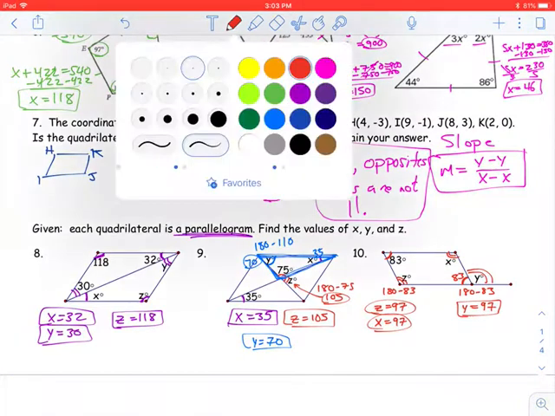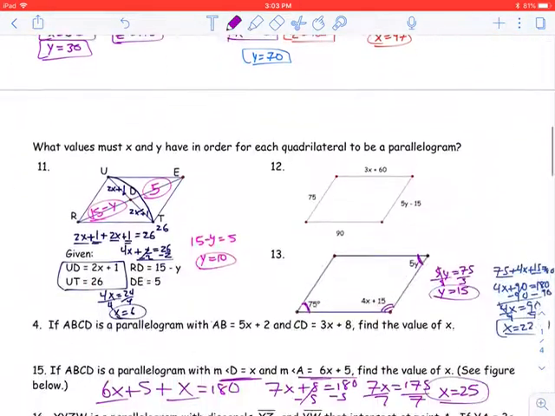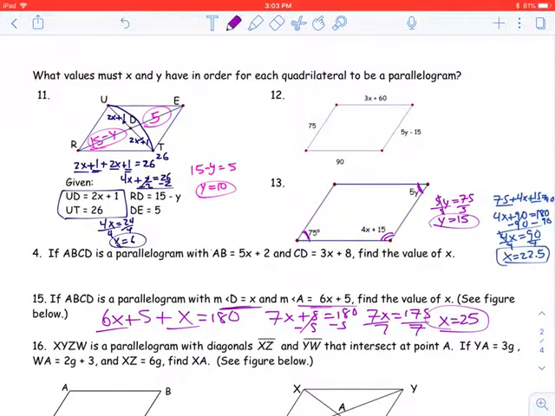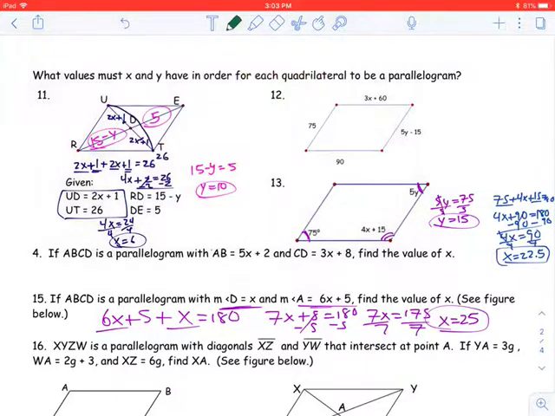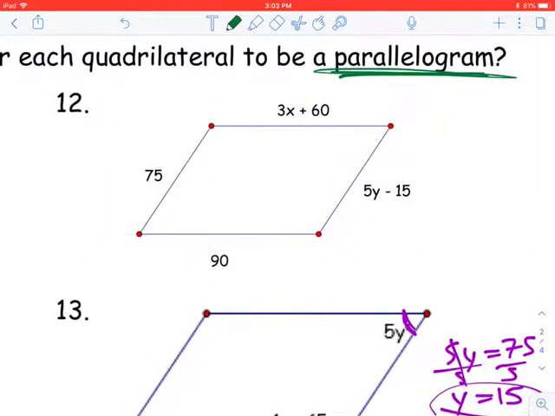So let's go to the back side now. In this case, I've got number 12. This is another parallelogram, so keep those same things in mind. With opposite angles being congruent, opposite sides are also congruent in a parallelogram.